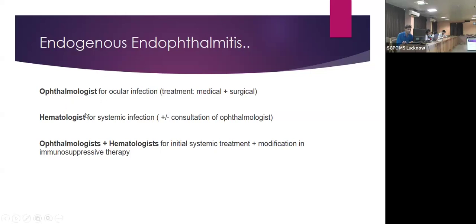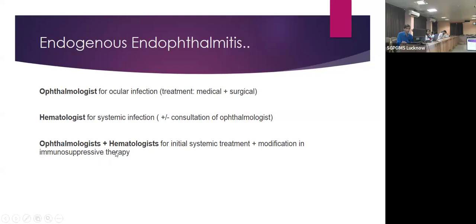The nature of the ocular infection, the etiology, can be decided only after the culture, or largely by the culture. In between that time, how the systemic infection will be controlled is purely the hematologist's role. The hematologist may give us a clue that somewhere else this organism has been identified, or we found this abscess at another locus. So all these responsibilities come to the hematologist.